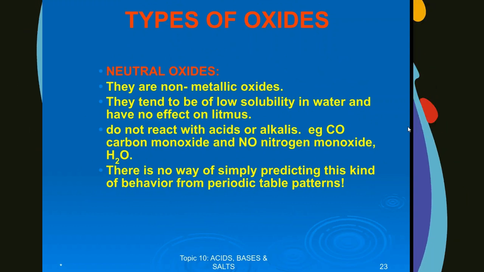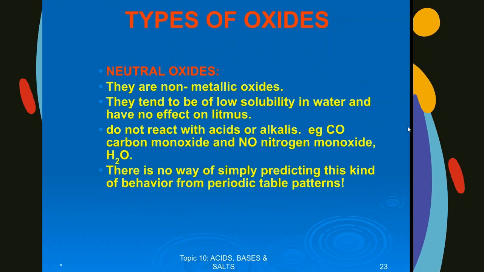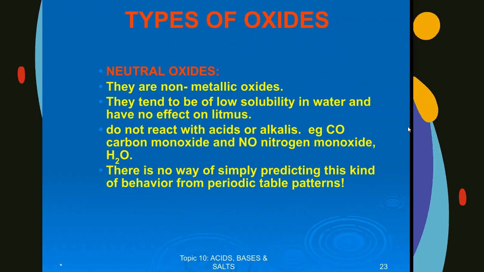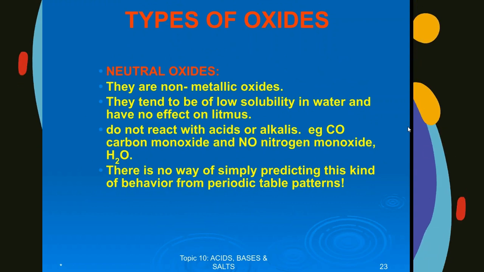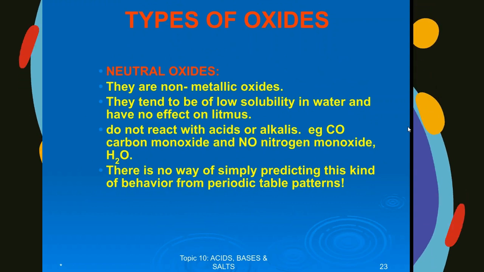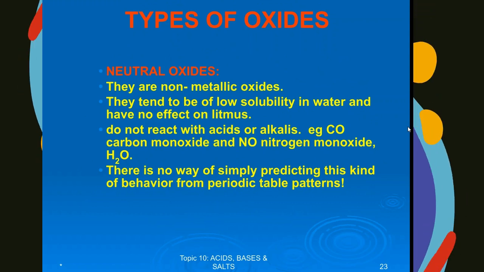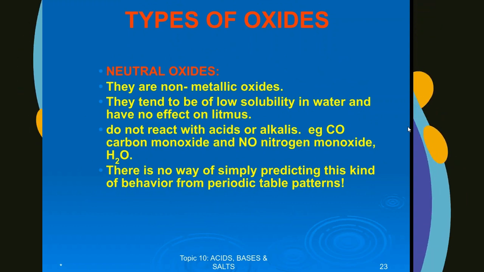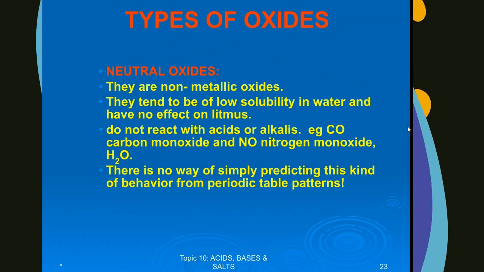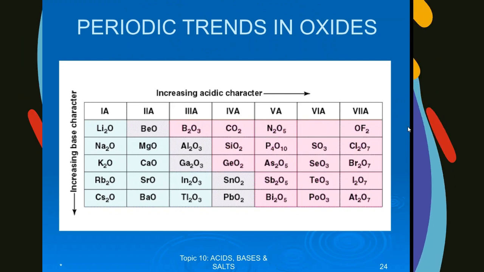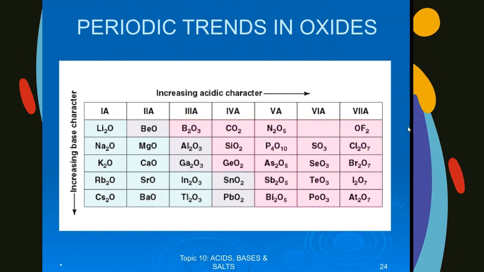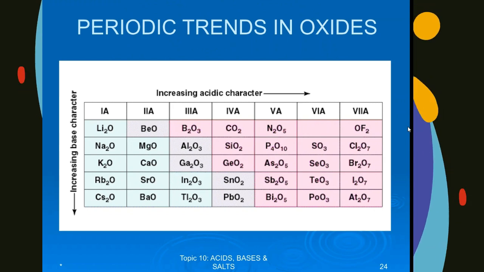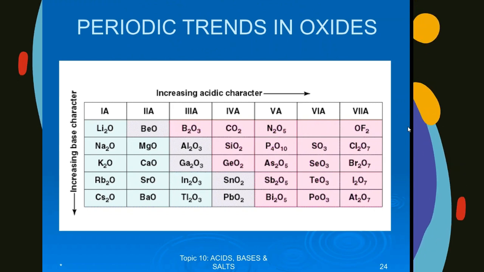Neutral oxides are non-metallic oxides. They tend to be of low solubility in water and have no effect on litmus. That's why they are said to be neutral. They do not react with acids or alkalis. For example, CO, carbon monoxide, NO, nitrogen monoxide, and H2O, that is water. Water is also neutral in nature. There is no way of simply predicting this kind of behavior from periodic table patterns. We have to test them. Periodic trends in oxides: increasing acidic character from left to right, and increasing basic character from top to bottom.